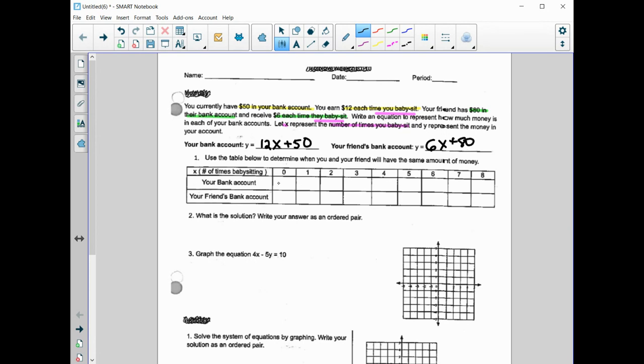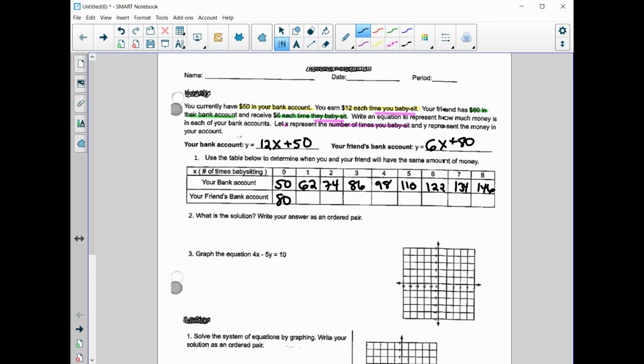For your bank account, you started with 50 and you added 12 each time. So 62, 74, and I'm just continuing to add 12 each time. 86, 98, 110, 122, 134, 146.